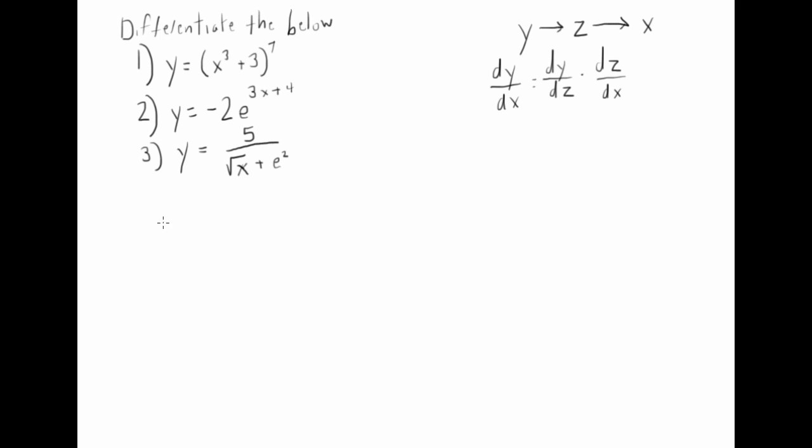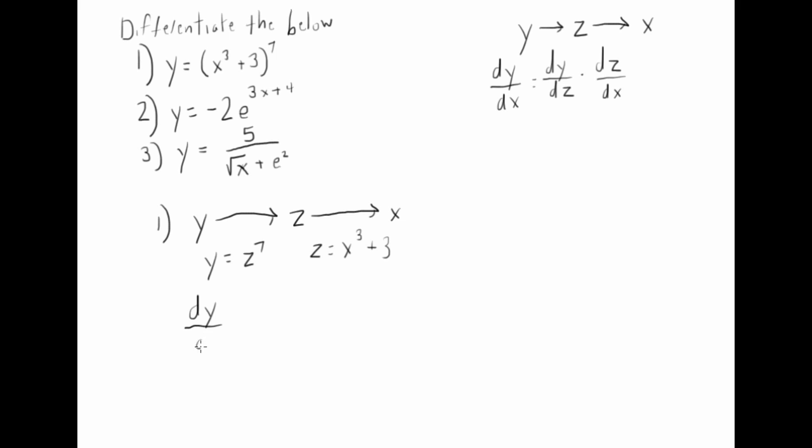So let's do an example here with number 1. Notice that we can build a chain like this, y to z to x. We can build a chain by saying, hey, this inside function, I'm going to call that z. Z will be x cubed plus 3. That's my inside function, and we often use z for our inside function. That means our outside function is y equals z to the 7th. And you can just see, if you plug in that z in there, you get that function. Alright, time for the chain rule.